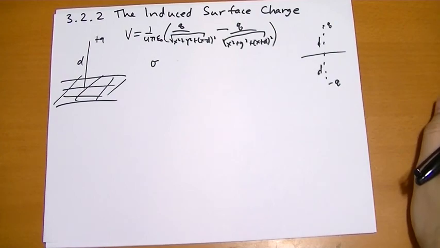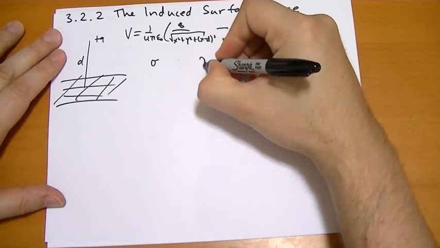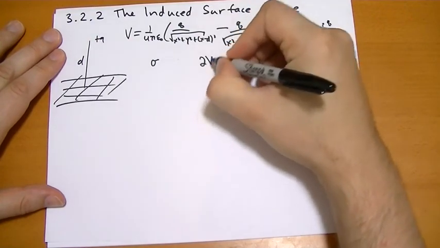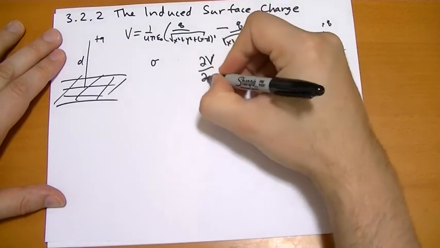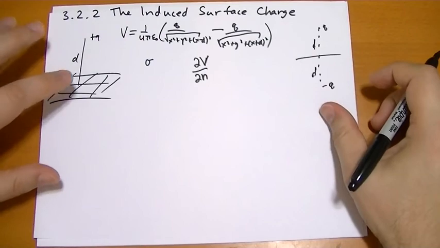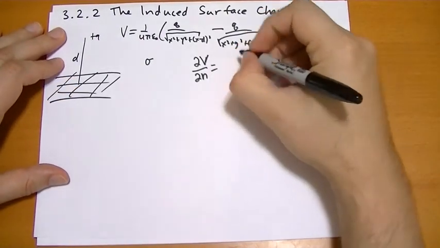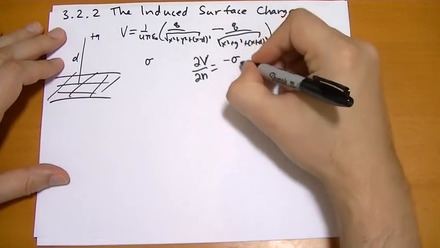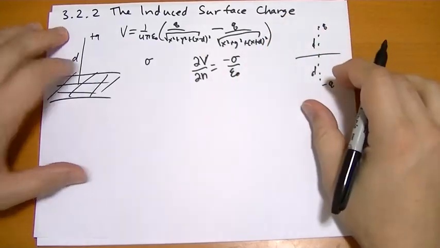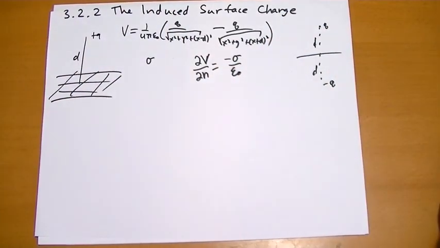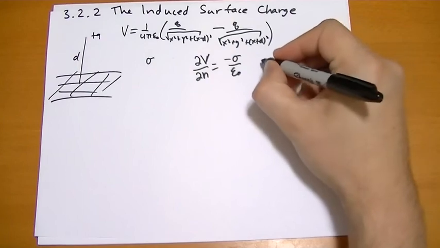We have this neat little equation that says the derivative of the potential with respect to the normal at a conductor is simply equal to minus sigma over epsilon naught, the surface charge density on that conductor surface. That came from section 2.5.3. If you want to review that video, you're certainly encouraged to. Write that down.